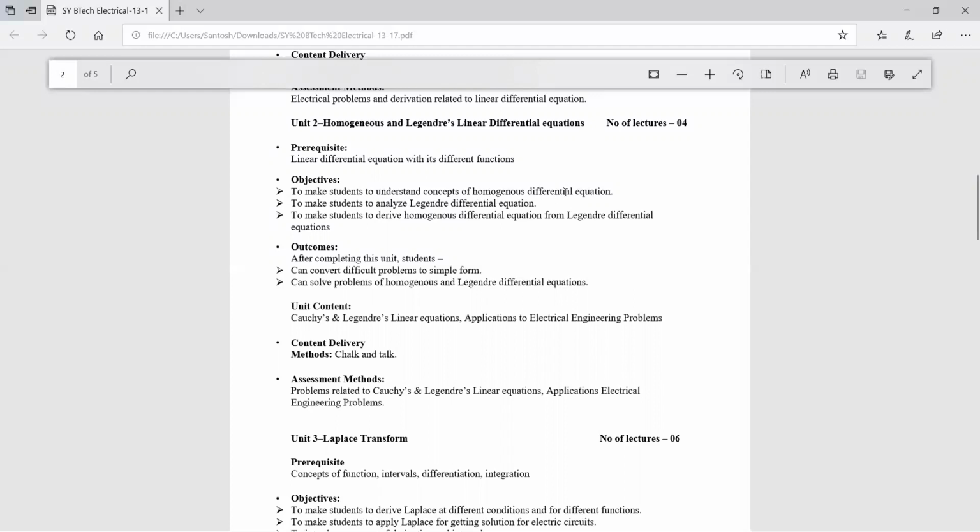What are the types of differential equation? How to solve a Legendre differential equation? We have to see that under that heading. Next, third objective, to make the student derive homogeneous differential equation from Legendre differential equation. In this objective, we have to solve Legendre differential equation. That means we have to convert Legendre differential equation to the homogeneous differential equation, and we can solve that differential equation easily.